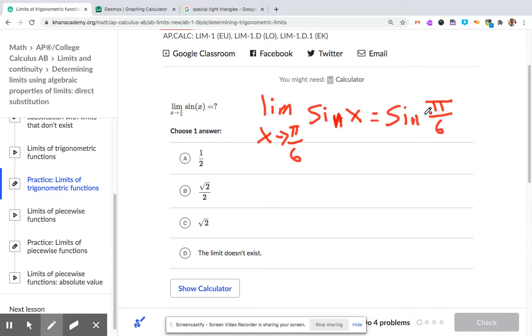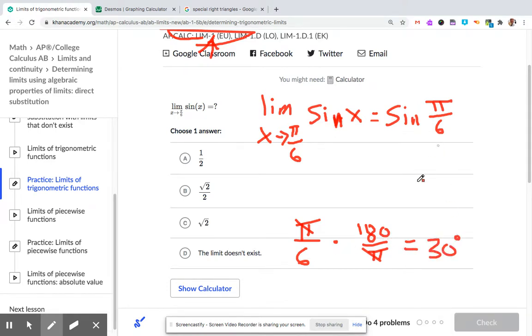Do you remember what the sine of pi over 6 is? I had to look up the special right triangle. So that's how we would do it for the ones that are a little more difficult. To convert pi over 6 into degrees, 180 degrees is the same thing as pi, so I'm just multiplying by 1. Pi's cancel. 6 goes into 180 30 times. So this is really 30 degrees.